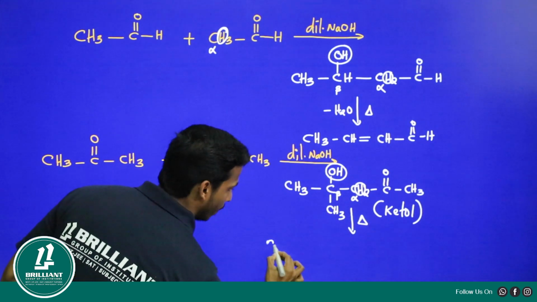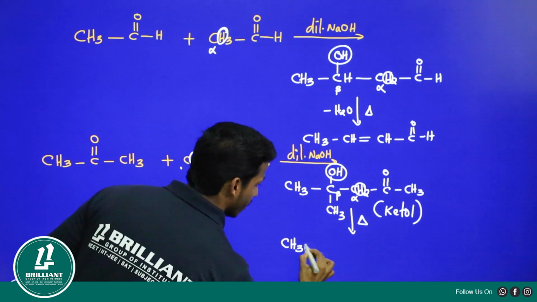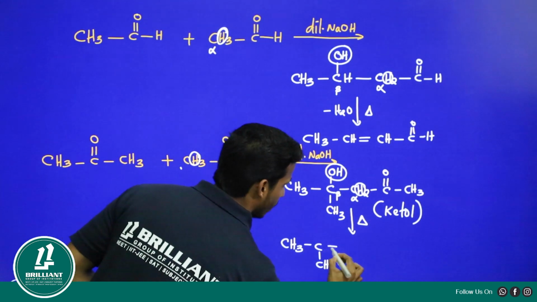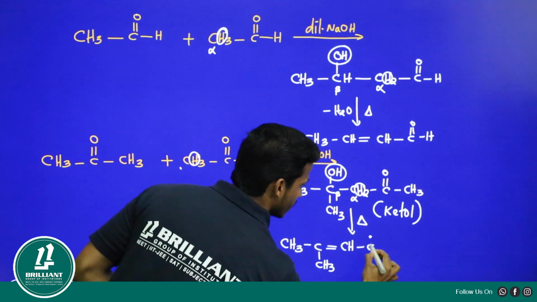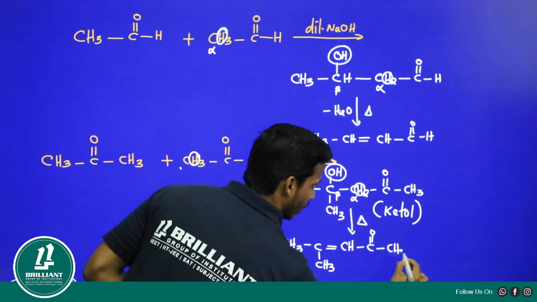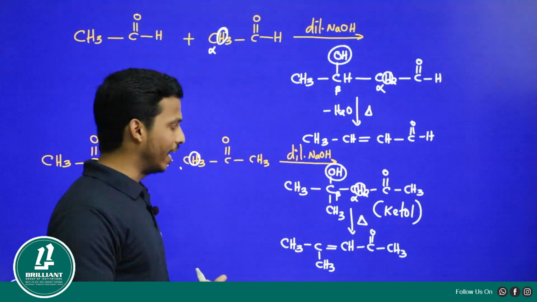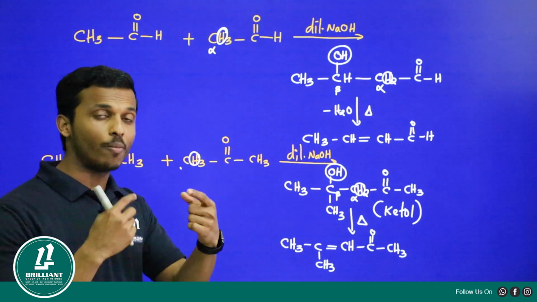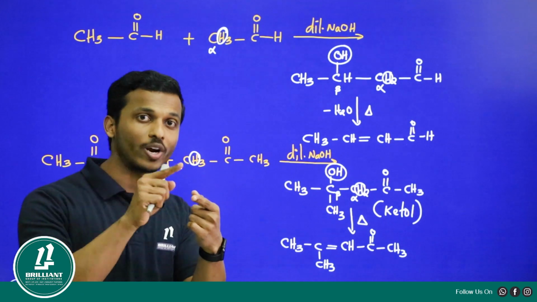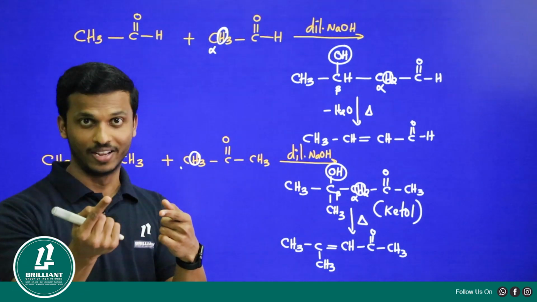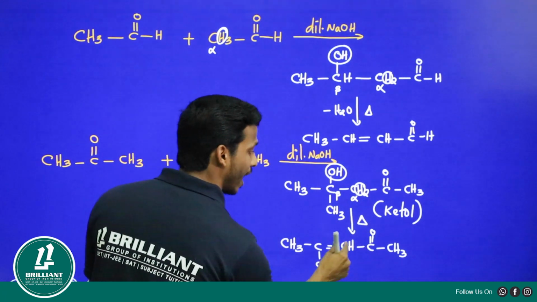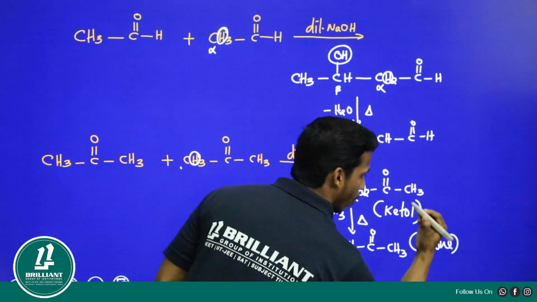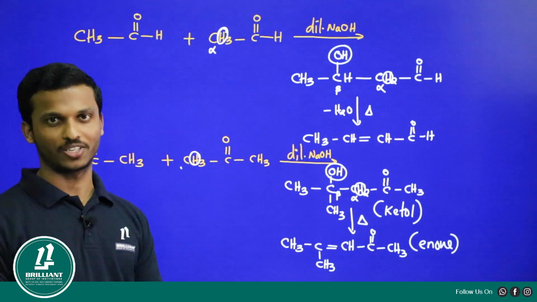So your final product will be CH3, CH3, double bond CH, CO, CH3. Right? This compound contains one ketone and an alkene. We studied a compound which contains one aldehyde and one alkene is known as enol. So a compound which contains ketone and alkene is called what? Enol, right? Enol. This is the final product.